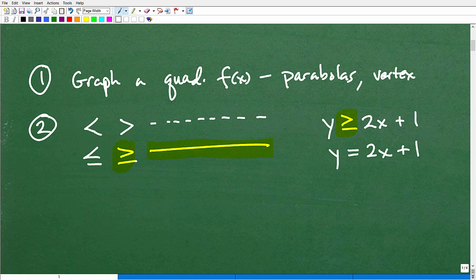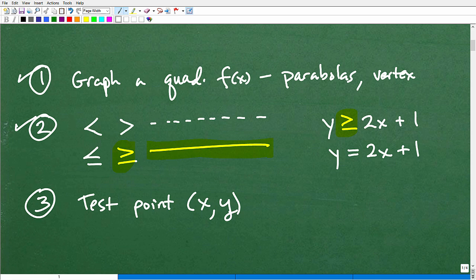All right, so after you know how to graph the function and you understand what these inequality symbols mean in terms of either a solid line or a dotted line, the third thing that we need to do is test a point. We're going to test a point. Now, what kind of point am I talking about? I'm talking about testing an XY point.